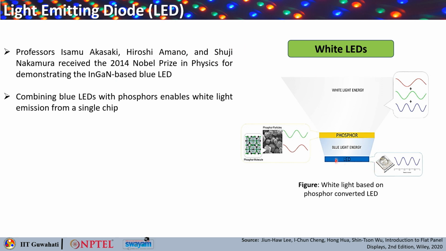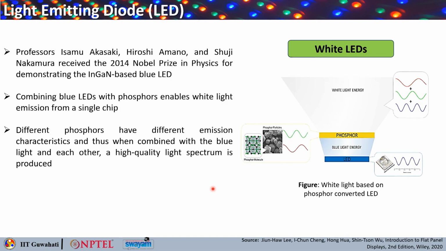So, you have this blue LED, you get the blue light energy, you have phosphors. So, you will basically get the white light. It is basically you are combining all the three colors, which are basically available here.